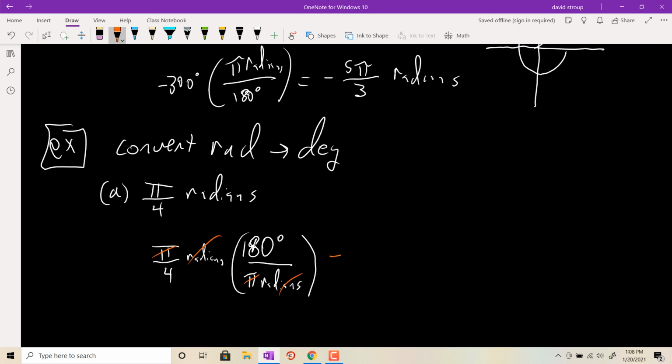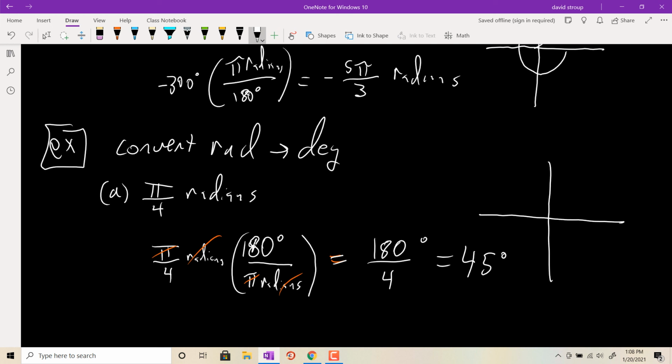And if you put that into your calculator, 180 over 4 degrees, I believe that's 45 degrees. Okay, so where is that? That perfectly cuts the second quadrant in half right here. Okay, so 90 degrees would be a right angle. Half of 90 degrees is 45 degrees, which is also pi over 4.